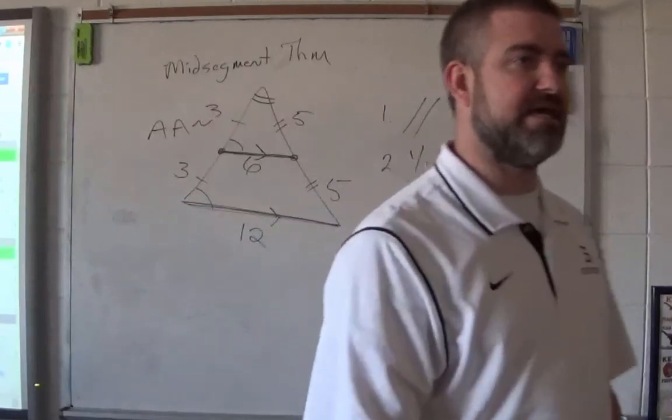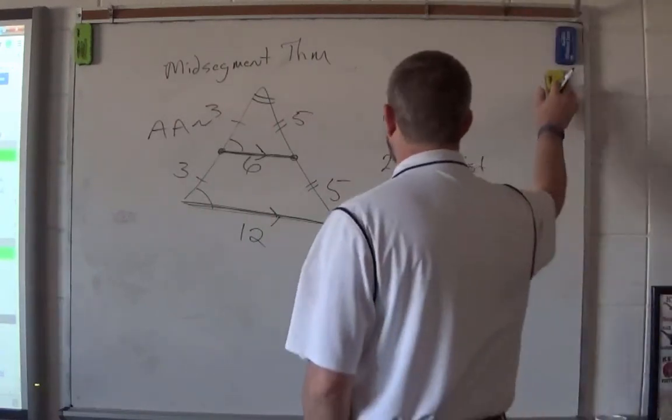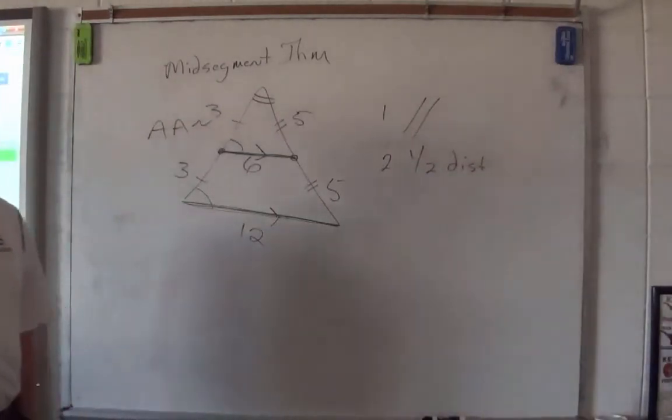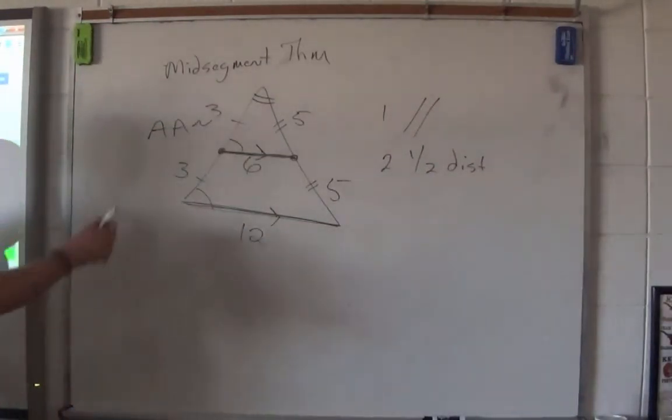Okay, those are our two properties. First property is that they are parallel, the midsegment and the third side. The second property is that it is half the distance. Okay? Let's do an example, a problem. Everybody got this written down? Yep. Anybody still writing? All right, let's do a problem.